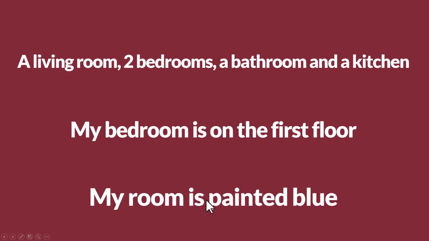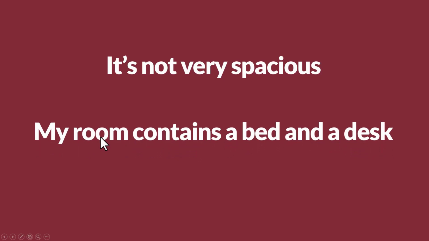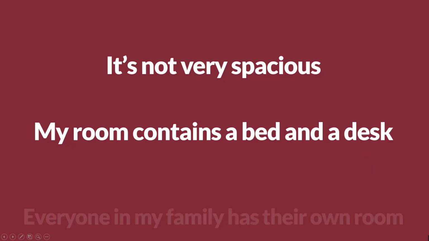My room is painted blue. For example, my room is painted white. My room is painted pink. It's not very spacious. Spacious means very big. So it's not very spacious. It doesn't have space. My room contains a bed and a desk. My room, it means it has. My room has a bed and a desk.